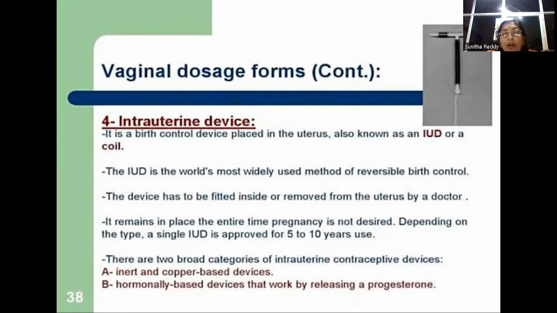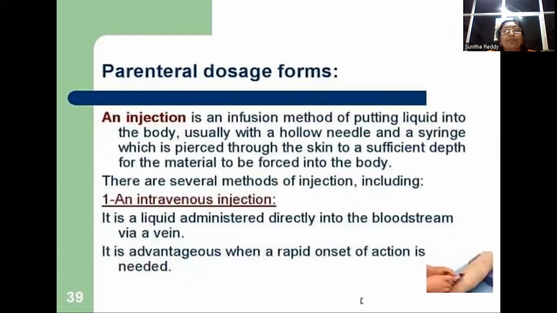There are two broad categories of intelligent contraceptive devices. One is an inert or copper-based device, and the other is a hormonally based device that can work by releasing progesterone.